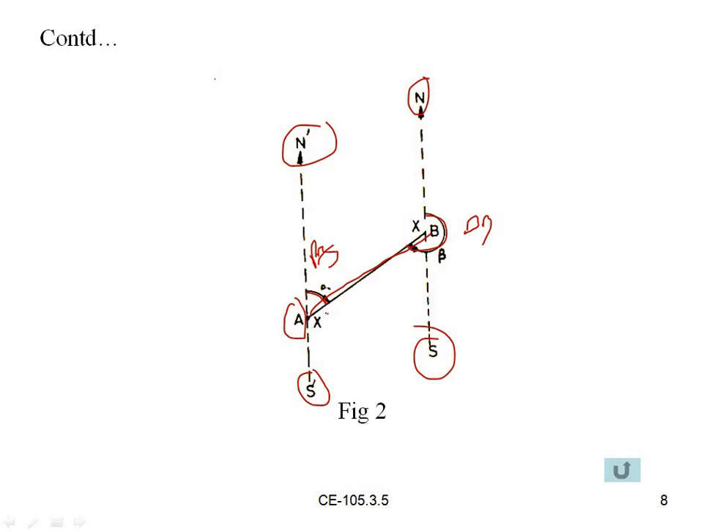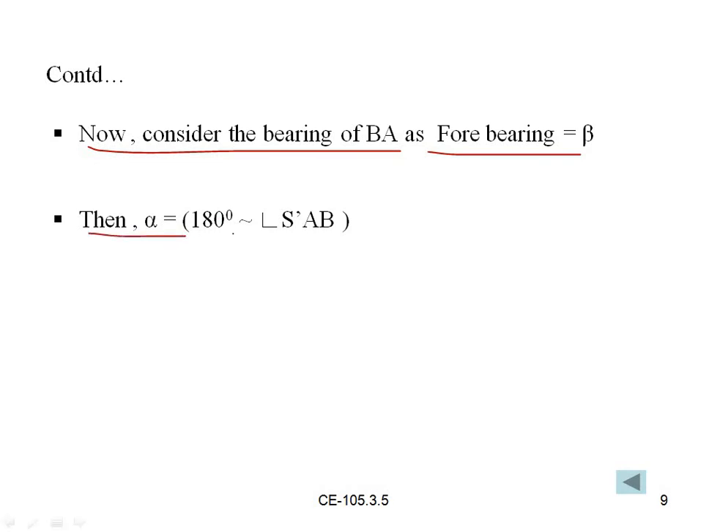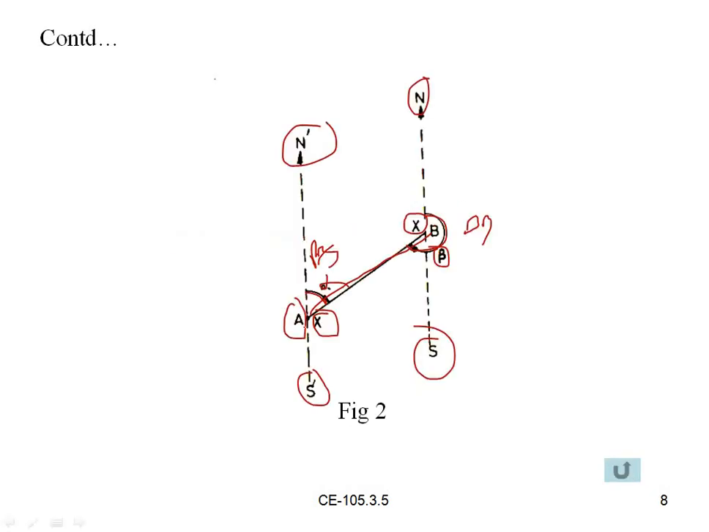It is determined as X, and it is also X, and it is alpha, and this is beta. Now consider the bearing of BA as forward bearing is equal to beta. Then alpha is equal to 180 degrees, similar to angle S dash AB. So this is the angle we will get.